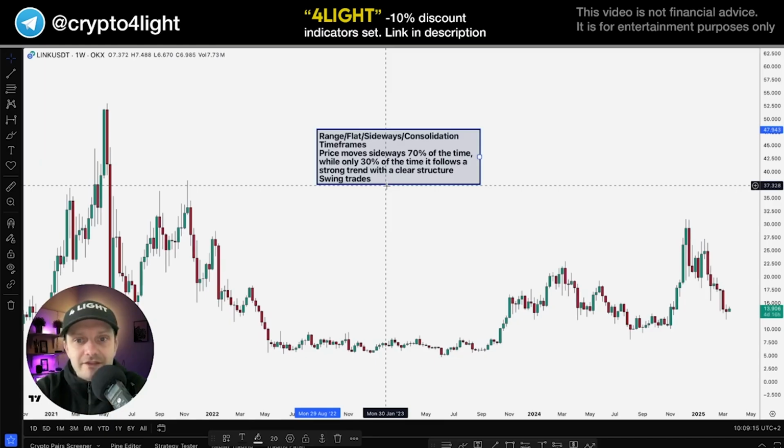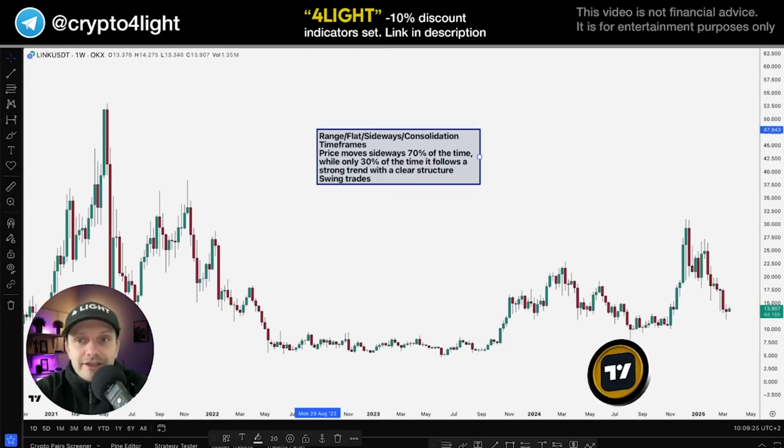It's pretty good because a trend can shift in a moment. You have to understand about the time frames. I already explained it to you. This is an example on the link.